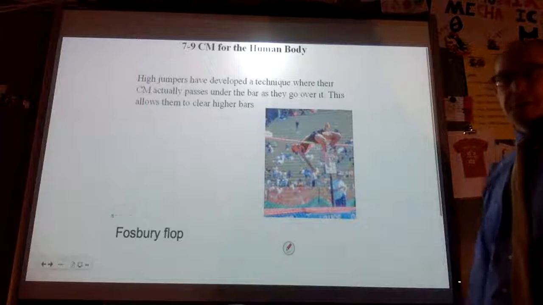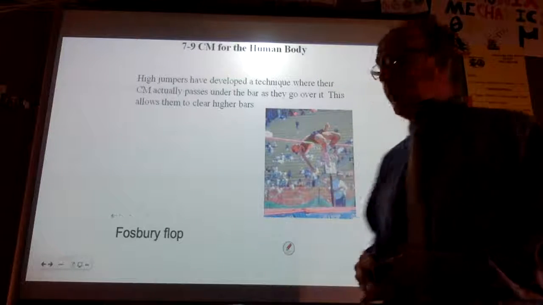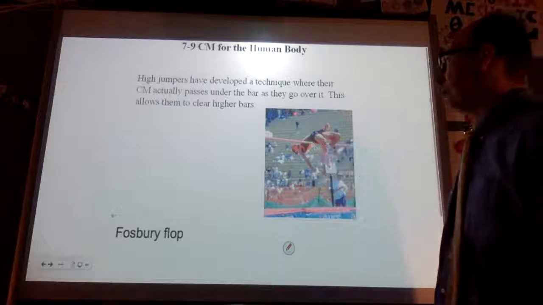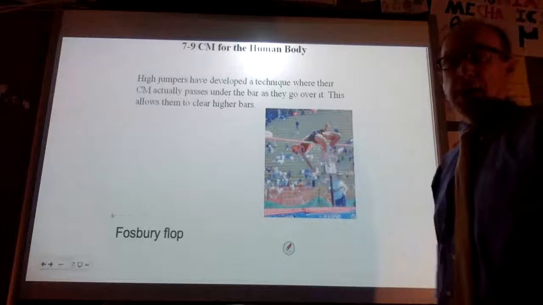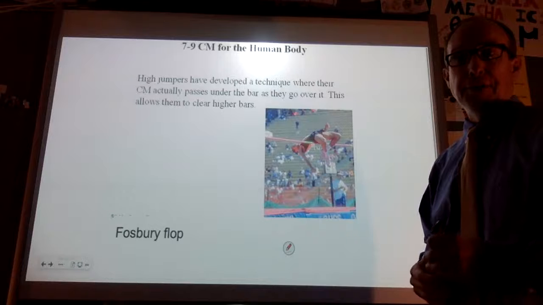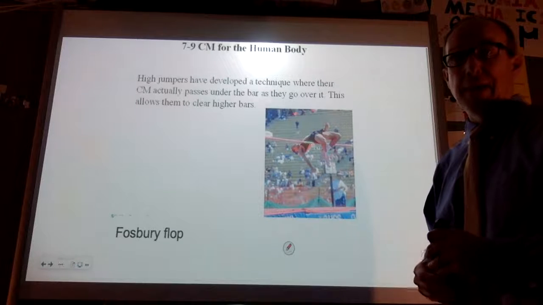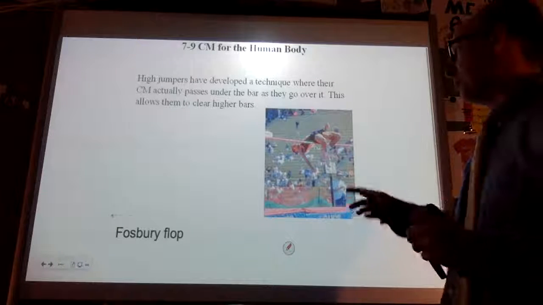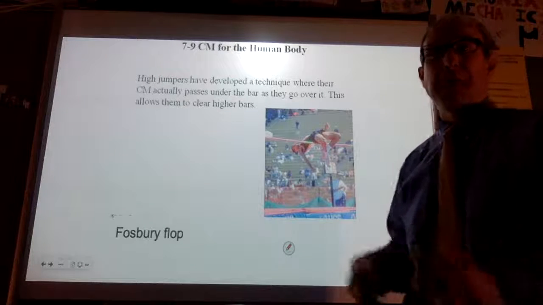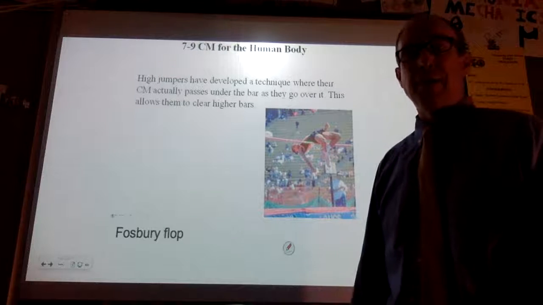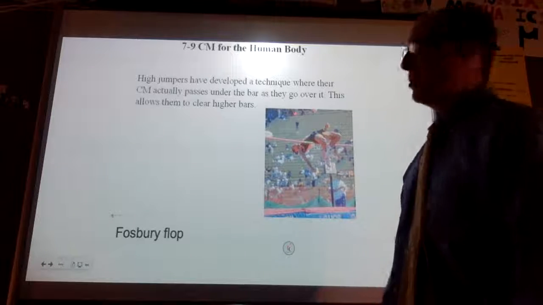The way we can change our center of mass is very apparent in how people do high jumps. I'm going to have you guys look at the video on the Fosbury flop, and you'll see that they devised a new way where they actually reduced where the center of mass was so it went below the bar, which allowed you to go higher because there's a limited amount of energy that you can have when you're jumping.